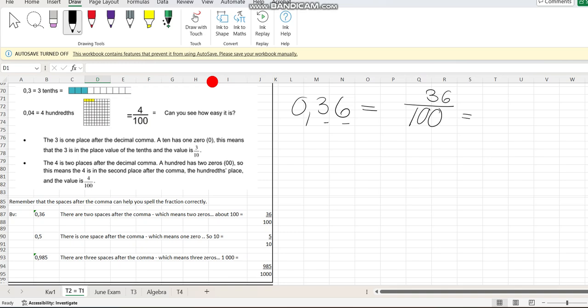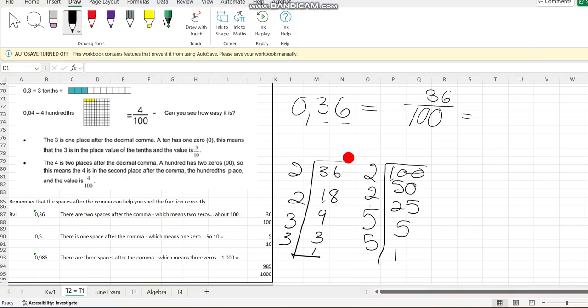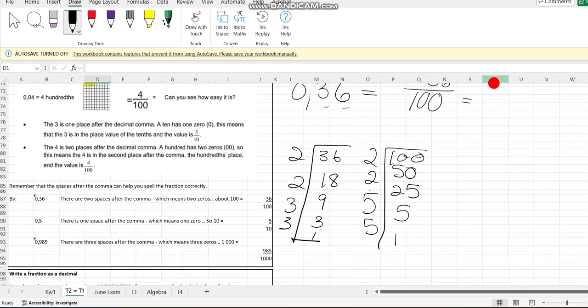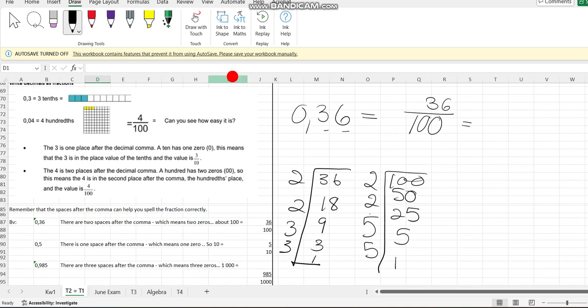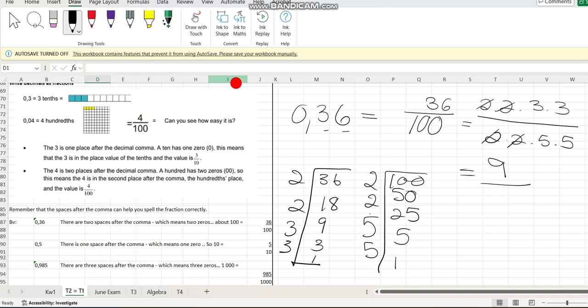So that means you're going to go and just quickly do your prime numbers. Okay, I'm going to do the prime numbers quickly. Okay, so I did my prime numbers for both, and then obviously you just write it as your prime numbers, which is 2 times 2 times 3 times 3. And then at the bottom was 2 times 2 times 5 times 5. Then you eliminate. You can't eliminate those. So 3 times 3 gives you 9, and 5 times 5 gives you 25.